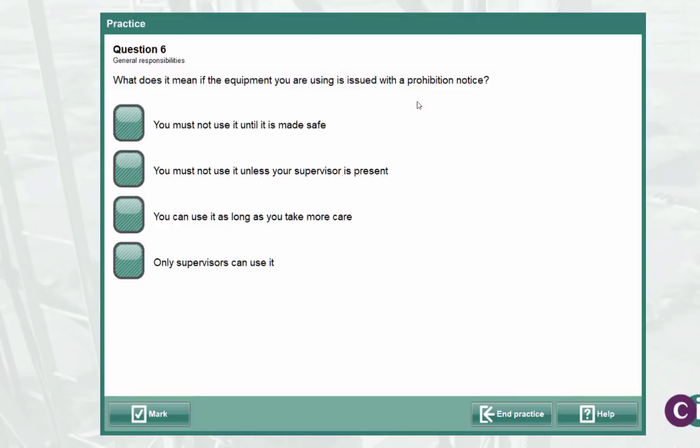What does it mean if the equipment you are using is issued with a prohibition notice? You must not use it until it is made safe. You must not use it unless your supervisor is present. You can use it as long as you take more care. Only supervisors can use it.